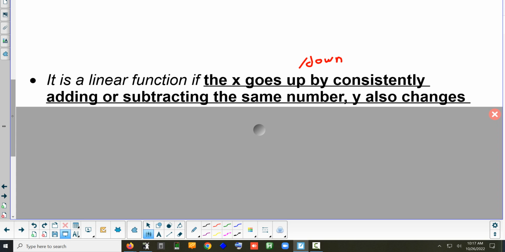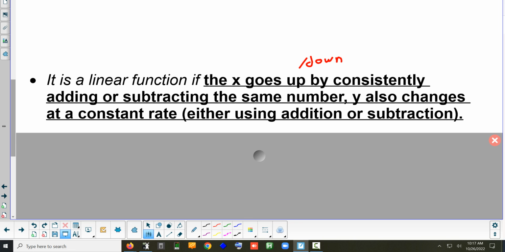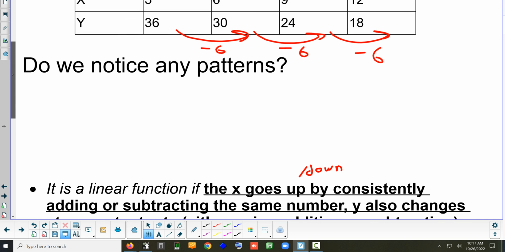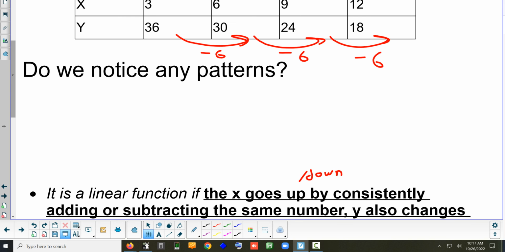So we check the x's and see if they're going up by the same amount with addition or subtraction. Then we check the y's. And we see if they're going up by addition or subtraction the same amount each time. And in our problem, it was the same each time. It was a -6, a -6, and a -6. Now, if you made this last one a 15, now we messed it up. That's not linear now. Because it was -6, -6, now it's not a -6.